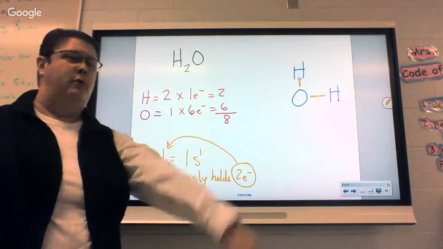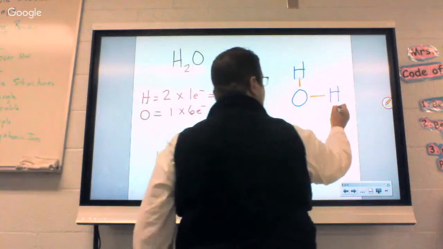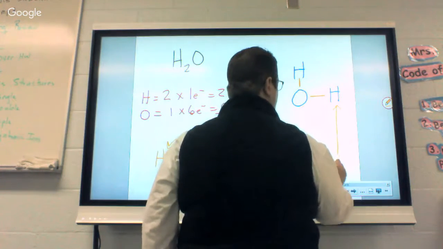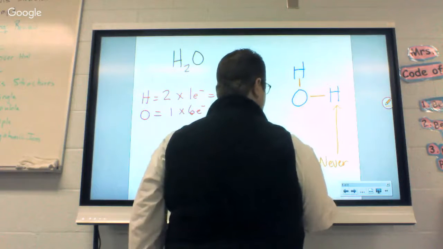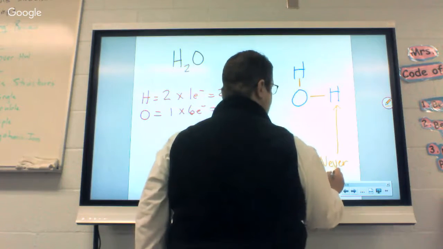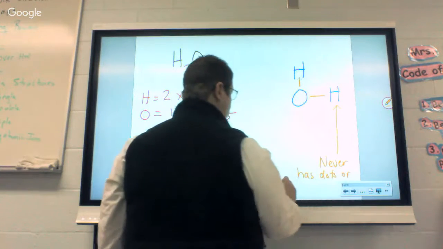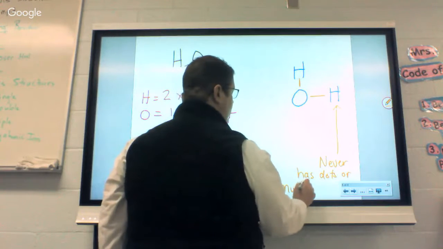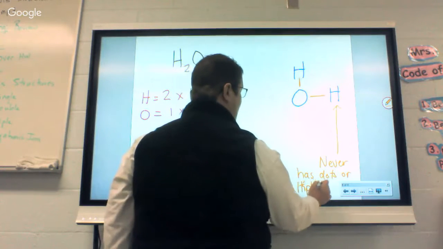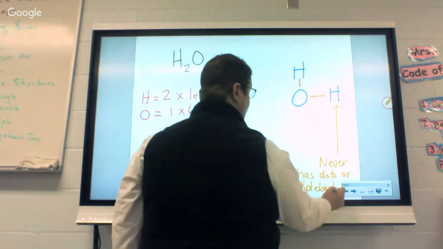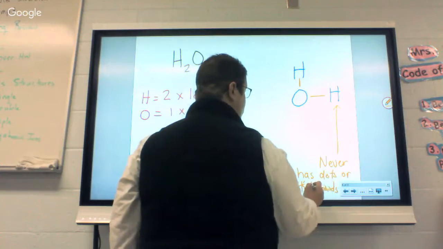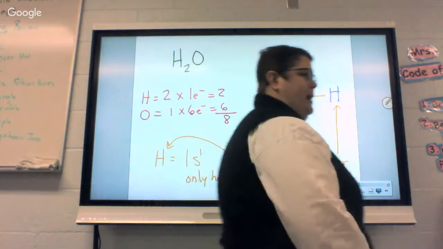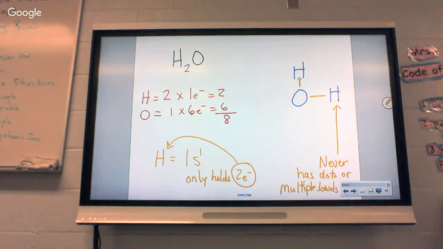Okay? 2. So H never has dots or multiple bonds. Ever. So once you put that single bond on H, H is done. It has the 2 electrons it can have. It can't have anything else. It's got the 2 electrons.